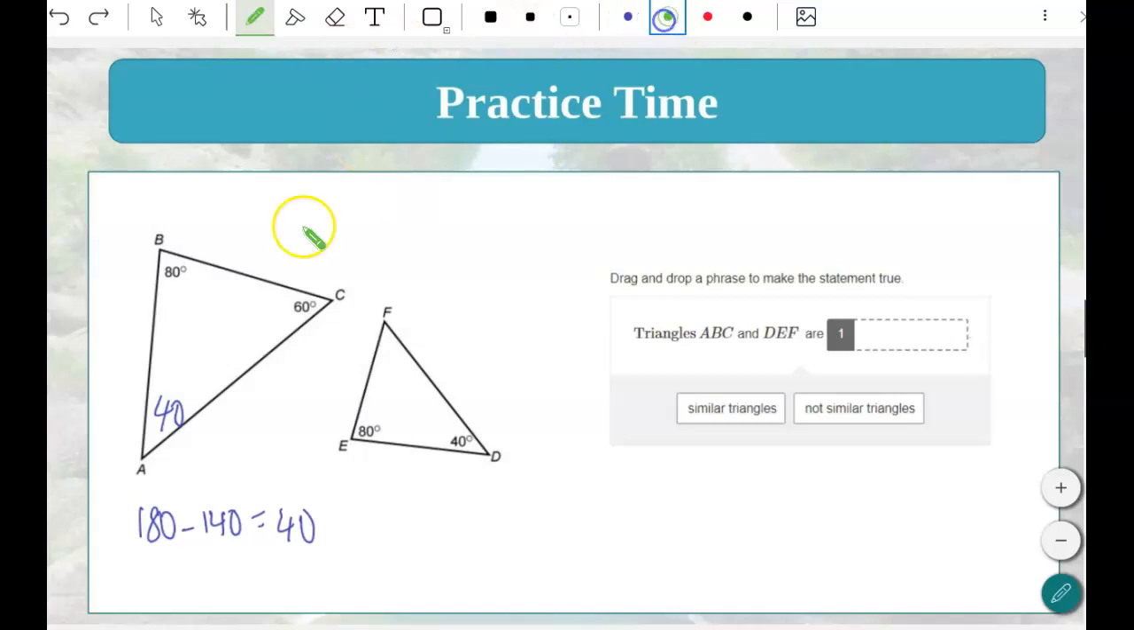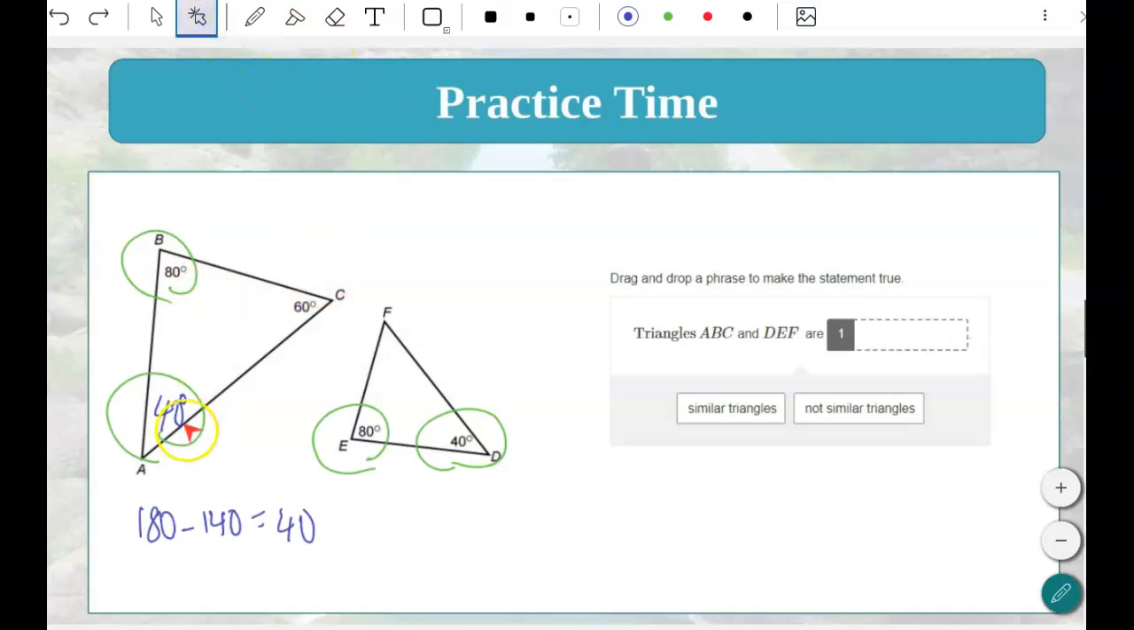So then we have 80, here's 80, here's 40, and here's 40. Now, I keep forgetting to put the little degrees there. Since they have two angles that are congruent, those triangles would be similar. Drag and drop that.